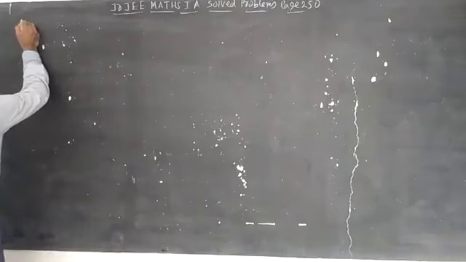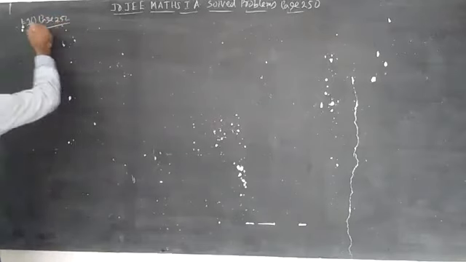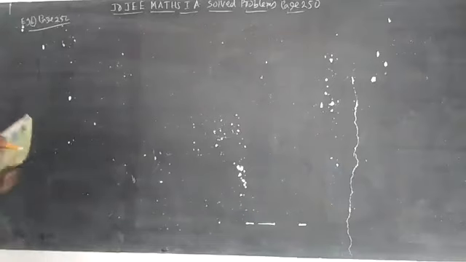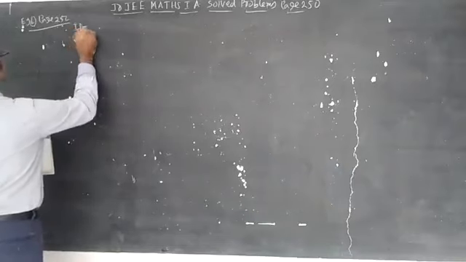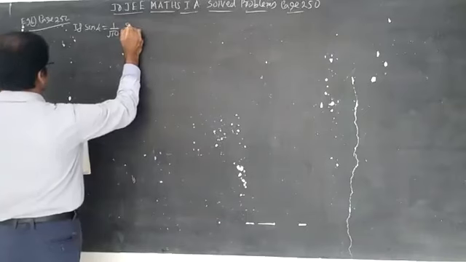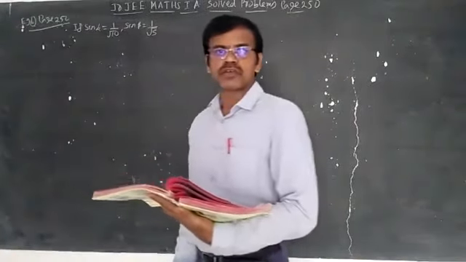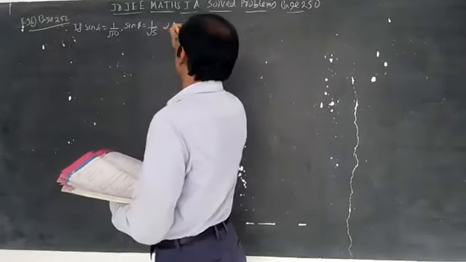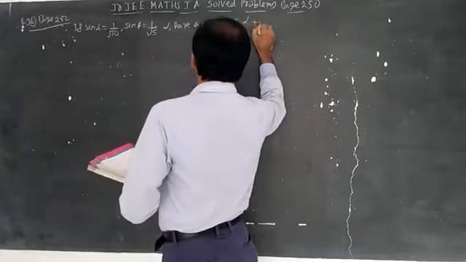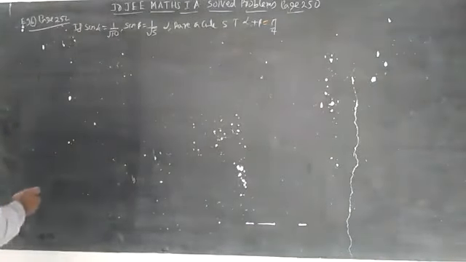Page 252, example 6. If sine alpha is equal to 1 by root 10, sine beta is equal to 1 by root 5, alpha, beta are acute angles, then show that alpha plus beta is equal to pi by 4. Alpha, beta are acute, given.